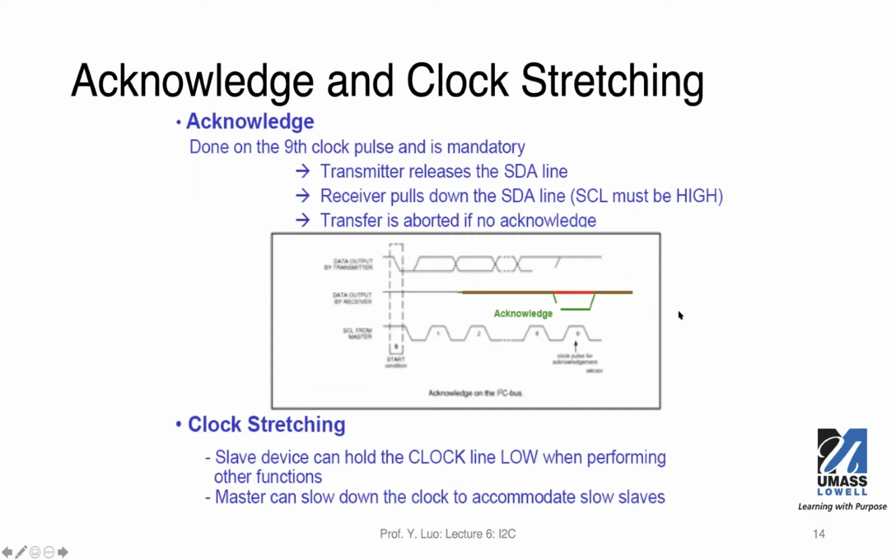Yeah, these are some situations where you can do clock stretching, and also the receiver, whoever receives the data, should acknowledge, and this is mandatory. If there's no acknowledge, the transfer will be aborted. Clock stretching means the slave device can hold the clock line low, and because it's on the same wire, the master knows the clock line is being held low by the slave, so it will slow down the clock.